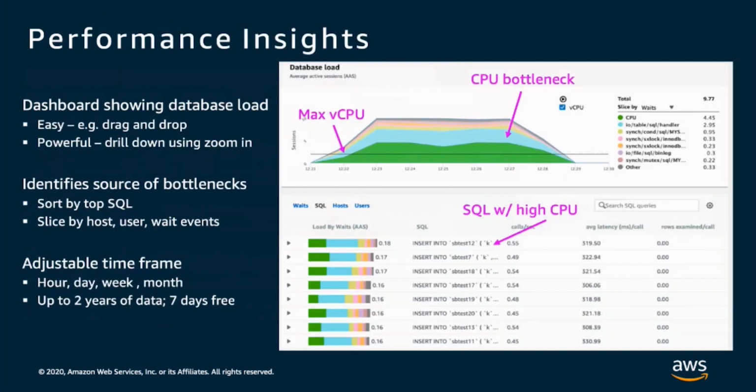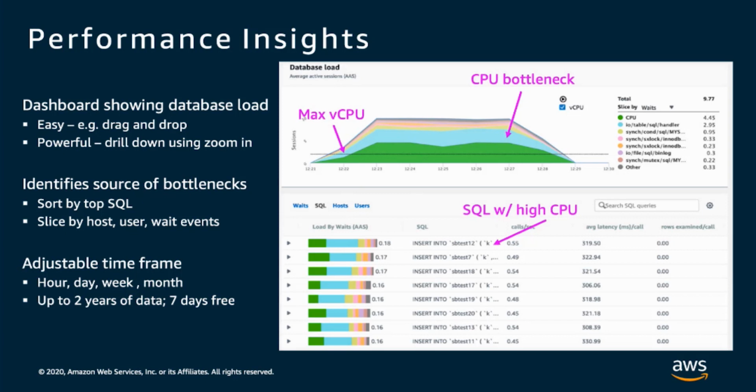Using Performance Insights, you can identify source bottleneck issues like top queries which are causing high CPU, or you can slice your queries by looking into the number of waits. What are these queries waiting on, which user is sending these queries, and what kind of wait events do I have. You can also drill down into that particular query and see the actual text of that query.